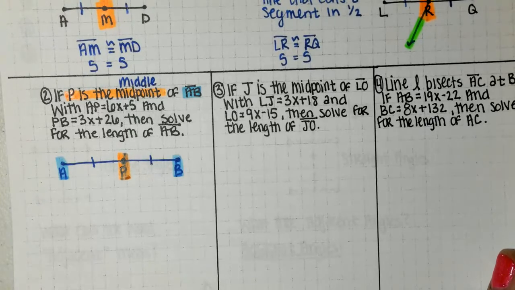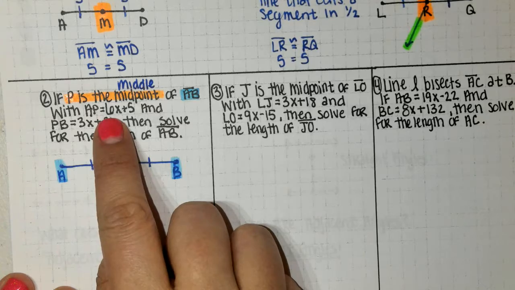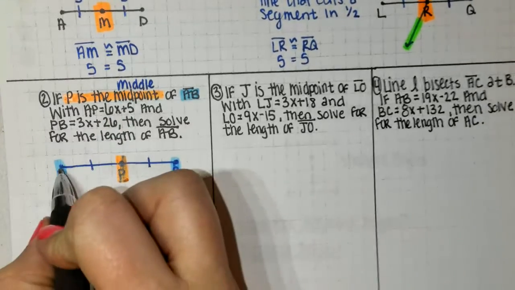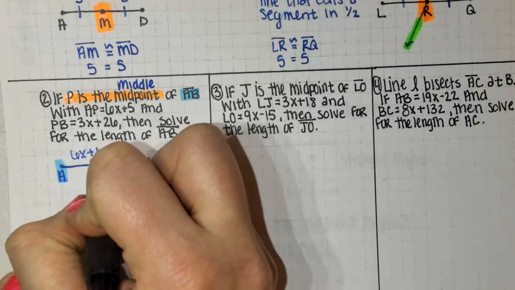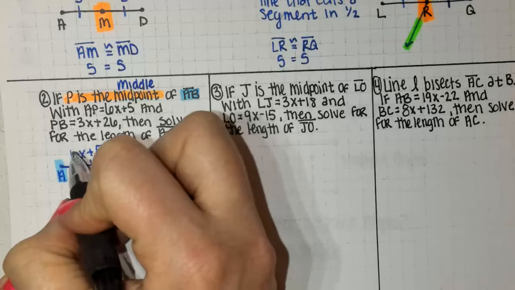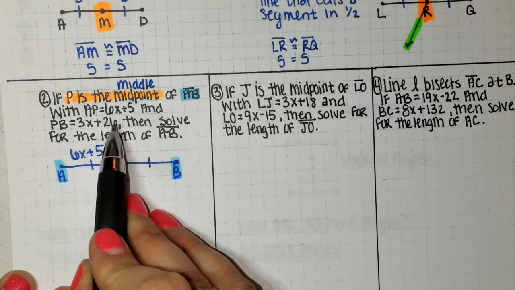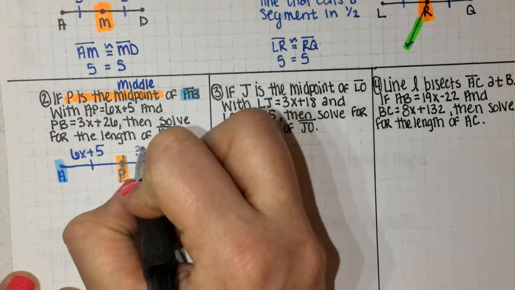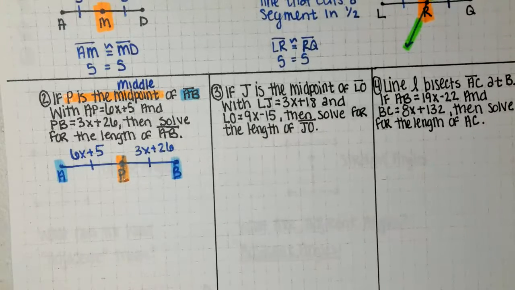Step 2 is to label the picture. Notice how it says AP equals 6x plus 5. What that means is between the length of A and P, we're going to put 6x plus 5. Okay. Next, PB is 3x plus 26. So between P and B, we have 3x plus 26. Find the length of AB.